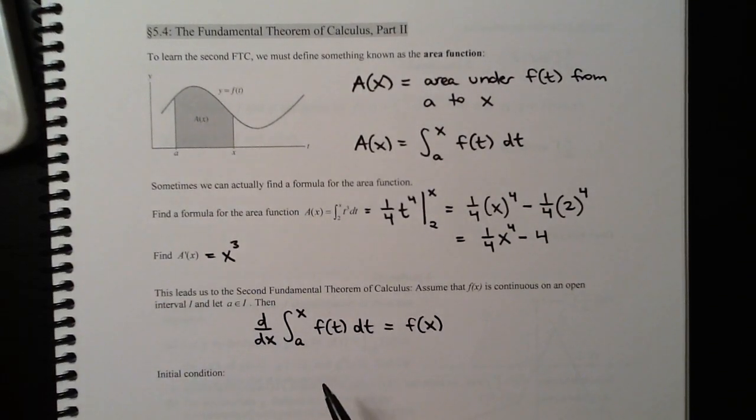Those two processes cancel each other out. It would basically be the same as squaring something then square rooting it. You're right back where you started. Or multiplying by 7, then dividing by 7. You're right back where you started.